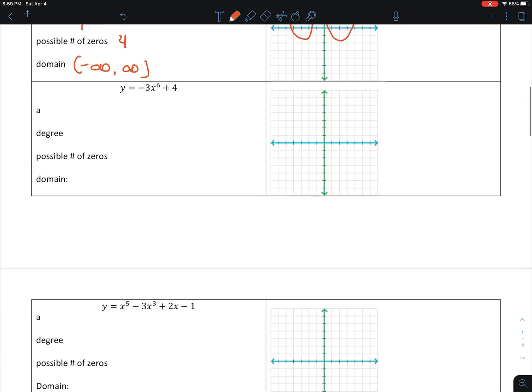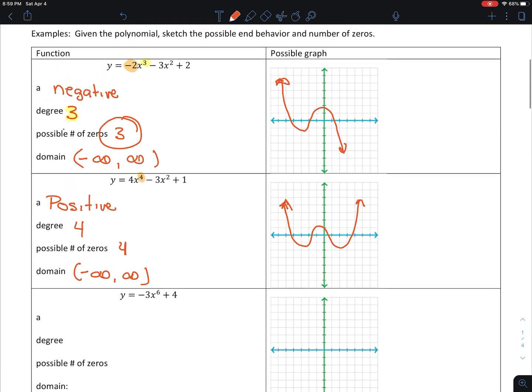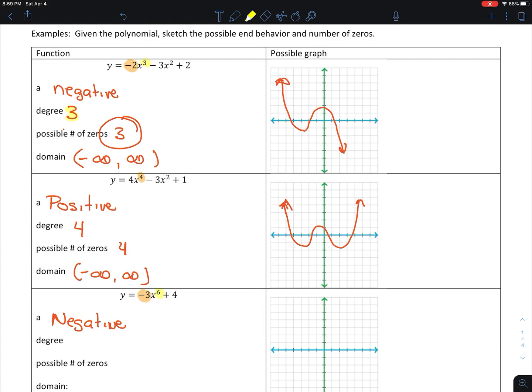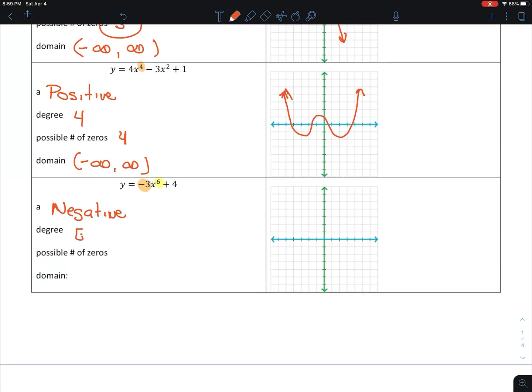All right, let's look at the next problem. Here we have that A is negative, because remember A is this coefficient. That's A. So A is negative. What is the degree? The degree is 6, so the degree is even. And the possible number of zeros is 6. The domain for all polynomials is negative infinity to infinity.